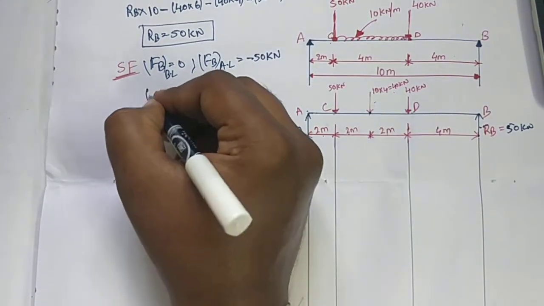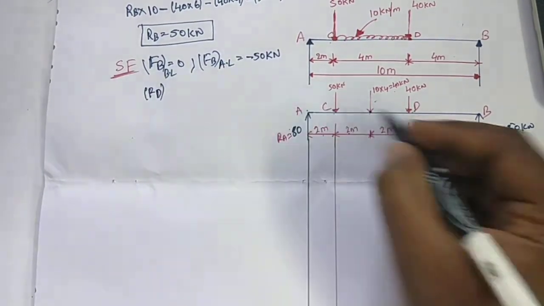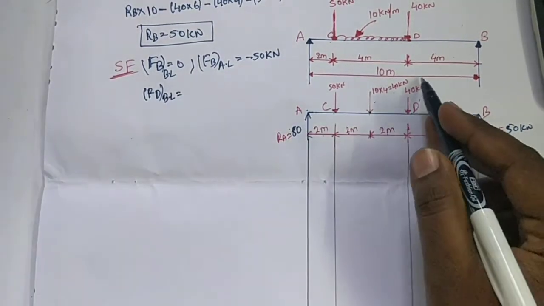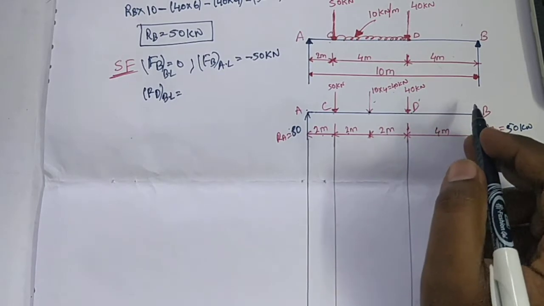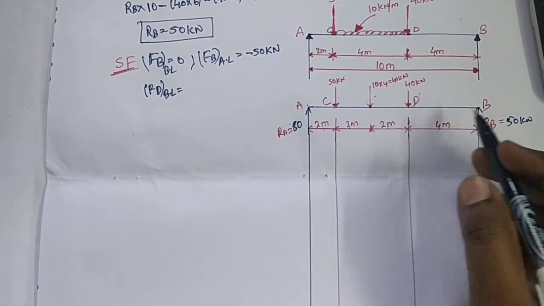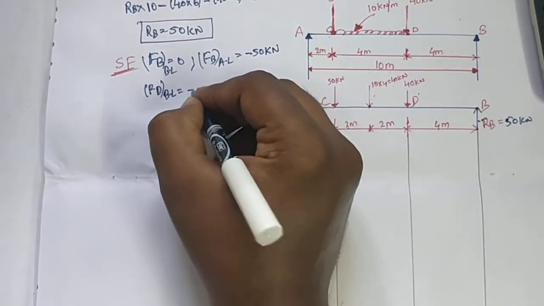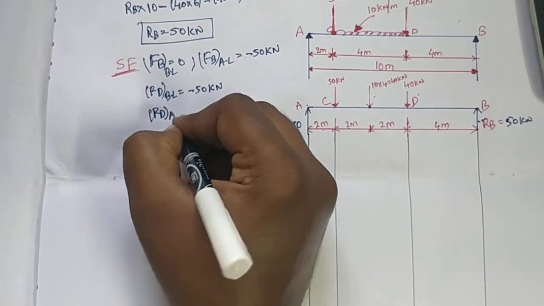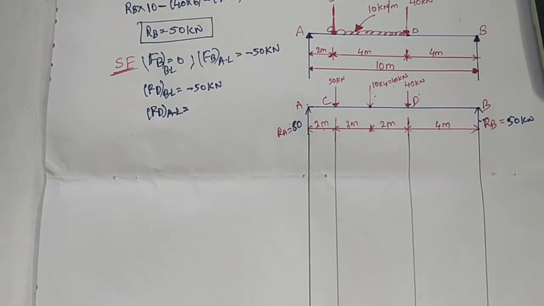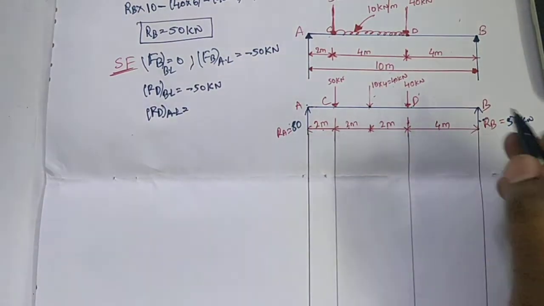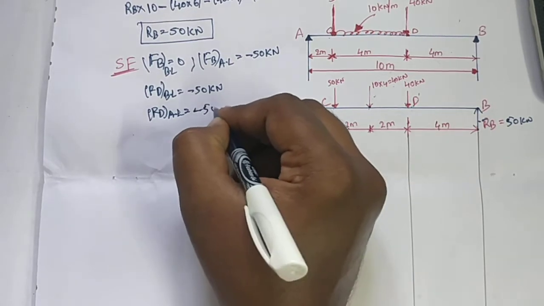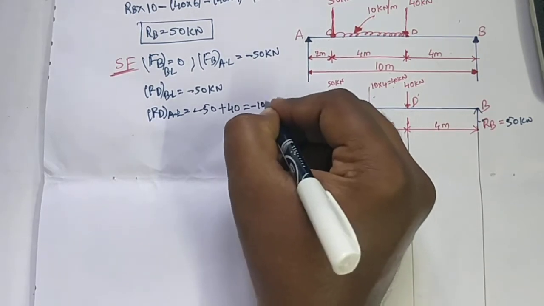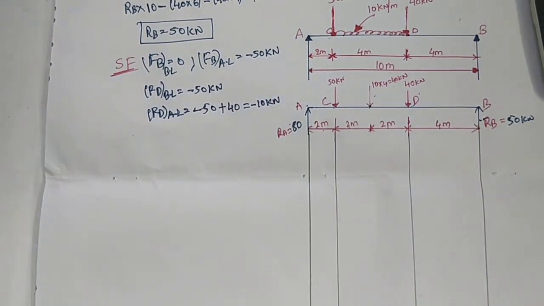Next, shear force at point D. At point D a load is acting, so we need to calculate before the load and after the load. Before the load means we did not consider the applied load on point D, so the right side of D has one reaction force acting upward, so it is taken as minus 50 kilonewtons. Similarly, shear force at point D after considering the point load acting on D: the right side of point D has minus 50 plus the downward 40 kilonewtons, which equals minus 10 kilonewtons at point D.